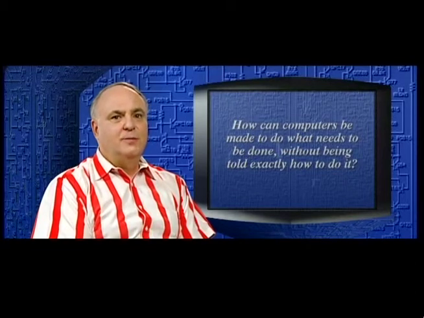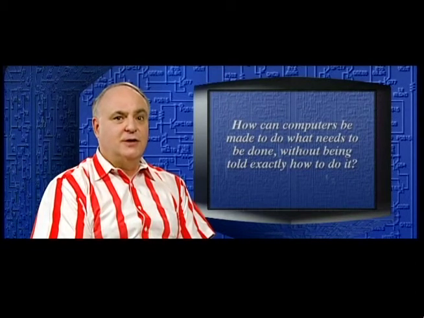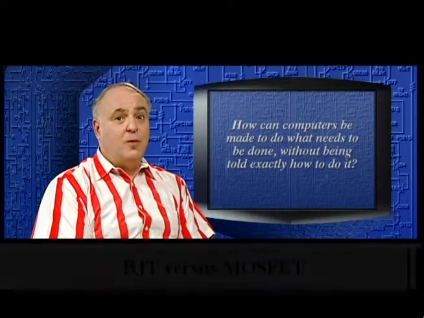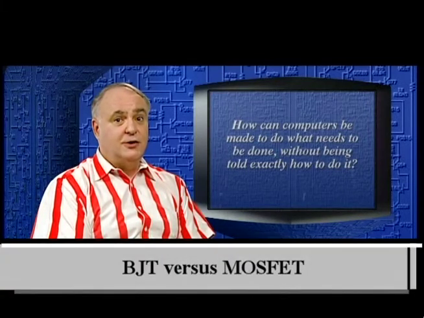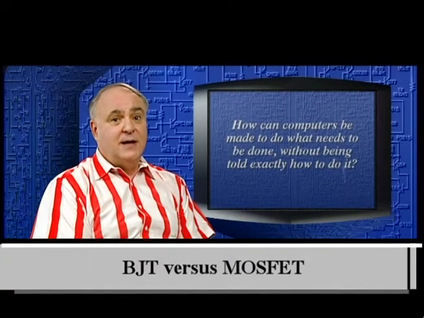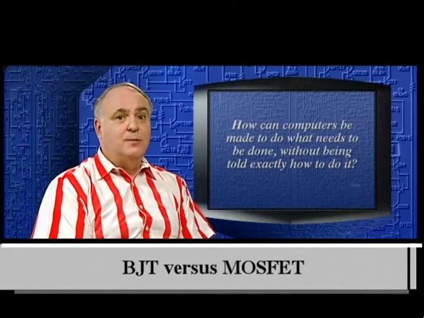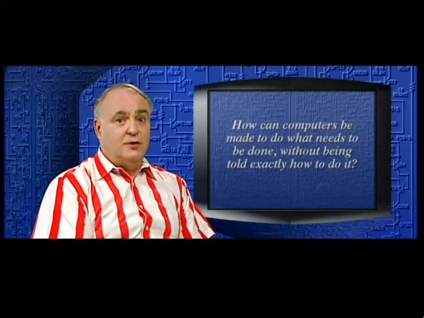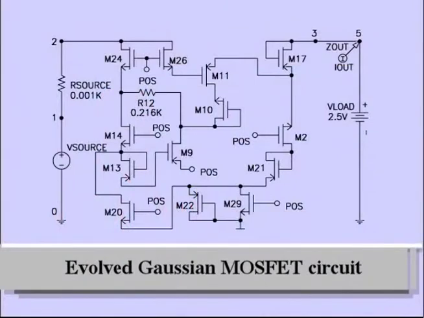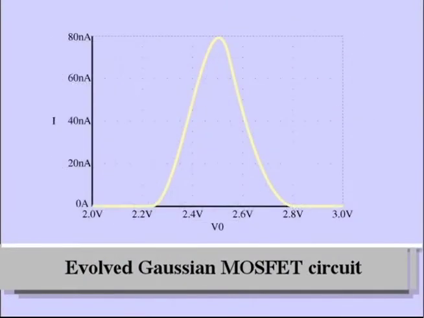A migration between semiconductor technologies, say from bipolar junction transistor technology to metal oxide semiconductor field effect transistors, is accomplished merely by adding transistor-creating functions for MOSFET transistors to the problem's function set. Here's a Gaussian computational circuit that was evolved using MOSFET transistors.